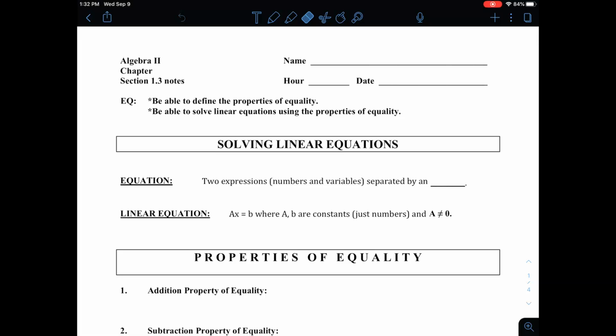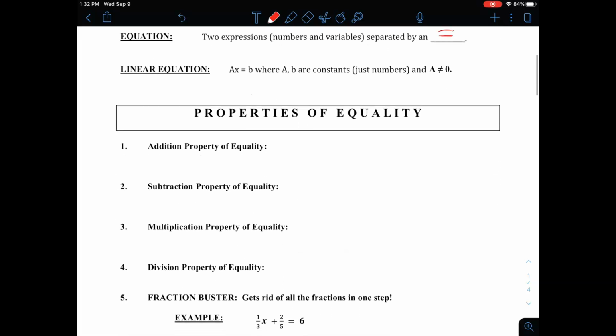So, two expressions, numbers and variables. An equation is two expressions, numbers and variables separated by a what? By a... Oops, gotta turn on the actual marker, I guess, huh? By an equal sign. And a linear equation is ax equals b, where a and b are constants or just numbers, and a does not equal 0.